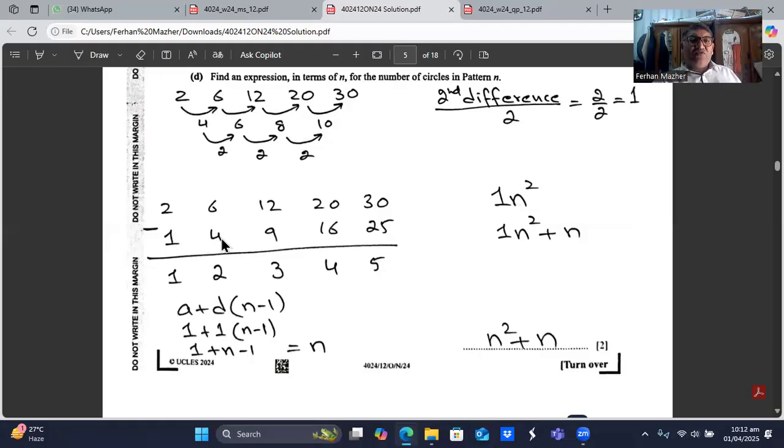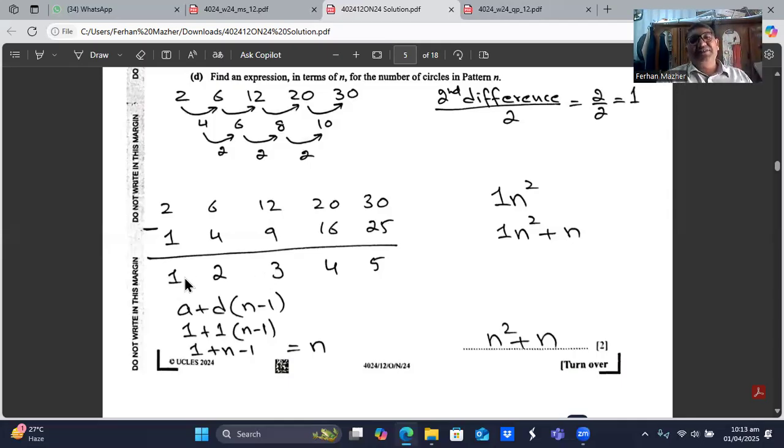So 2 minus 1, that's 1. 6 minus 4, that is 2. 12 minus 9, that is 3. 20 minus 16, that is 4. 30 minus 25, that is 5. Now, after the subtraction, you have got this sequence. And this will be an arithmetic sequence. And find its nth term.